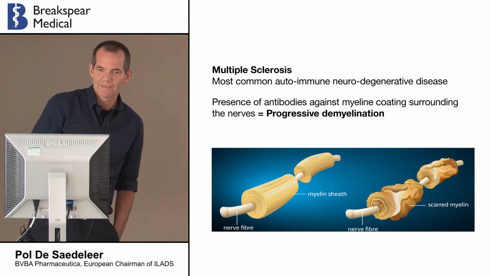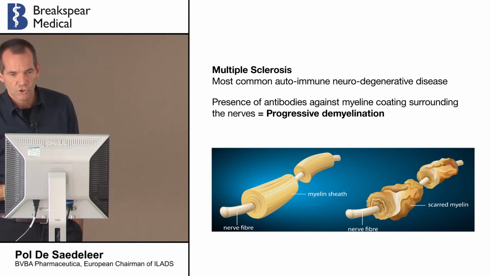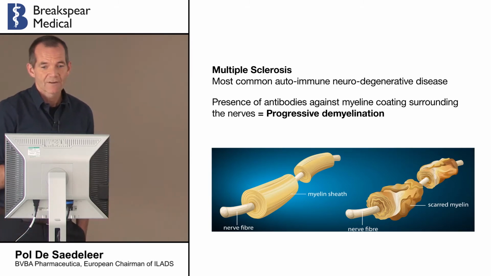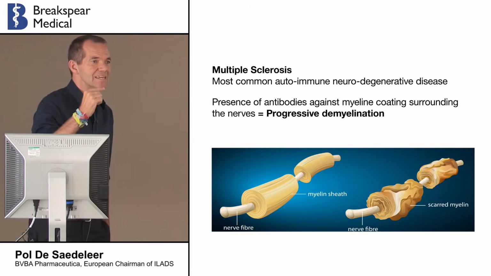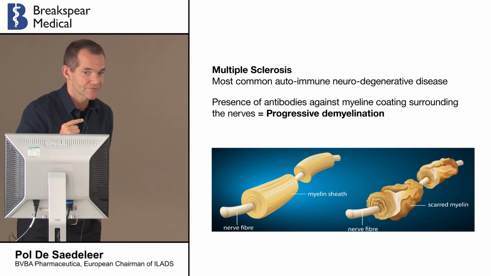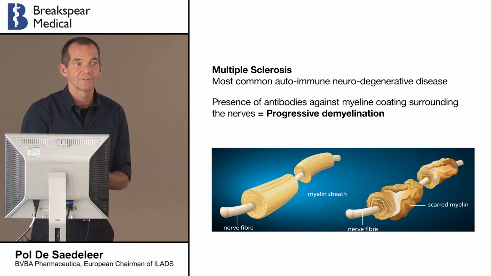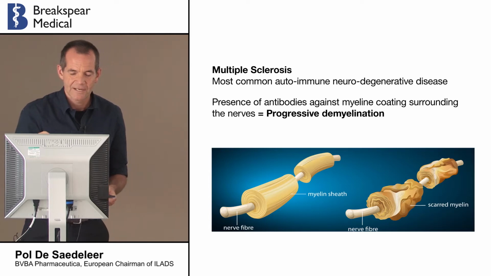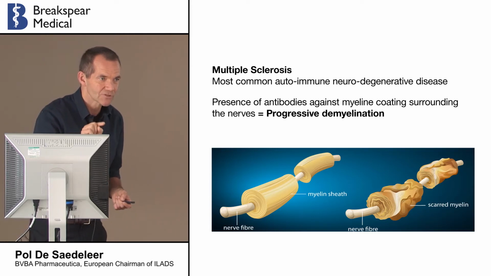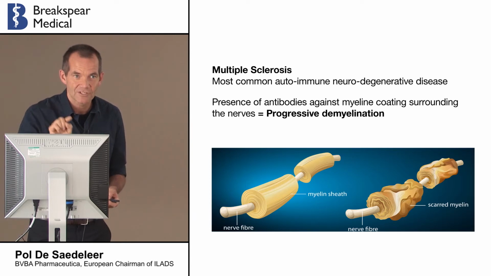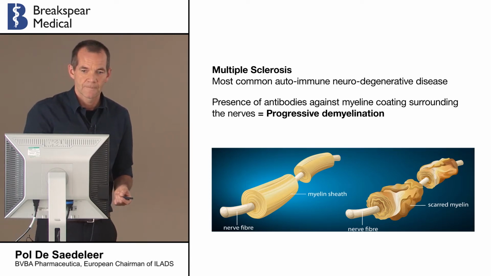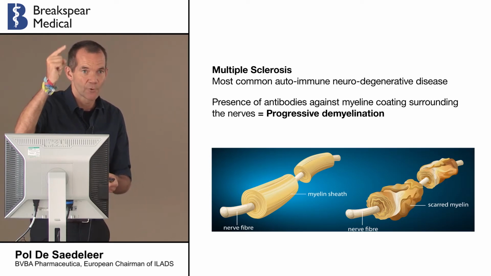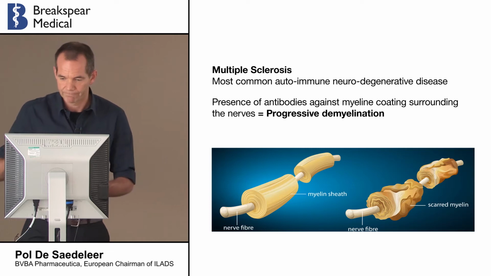Multiple sclerosis, MS, is probably one of the most common autoimmune neurodegenerative diseases. We have antibodies against the myelin coating surrounding the nerves, so there is progressive demyelination. So let's say that the electrical impulses from nerve cell to nerve cell are decreased, finally leading to a disruption in messaging from brain to body and inside the brain.